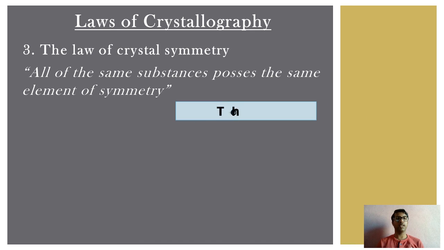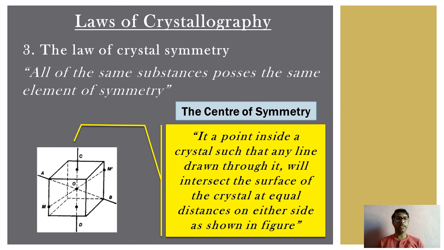The third crystal symmetry is the center of symmetry. It is a point inside a crystal such that any line drawn through it will intersect the surface of the crystal at equal distances on either side, as shown in figure.